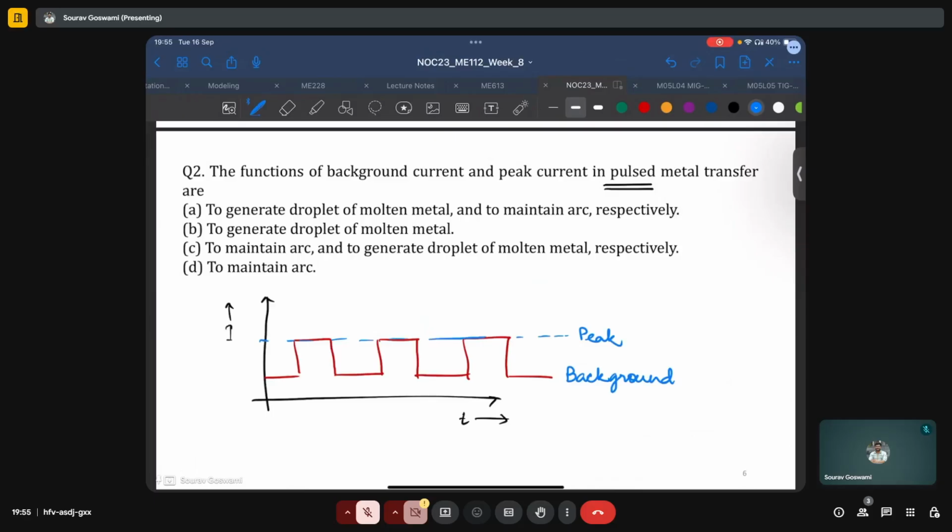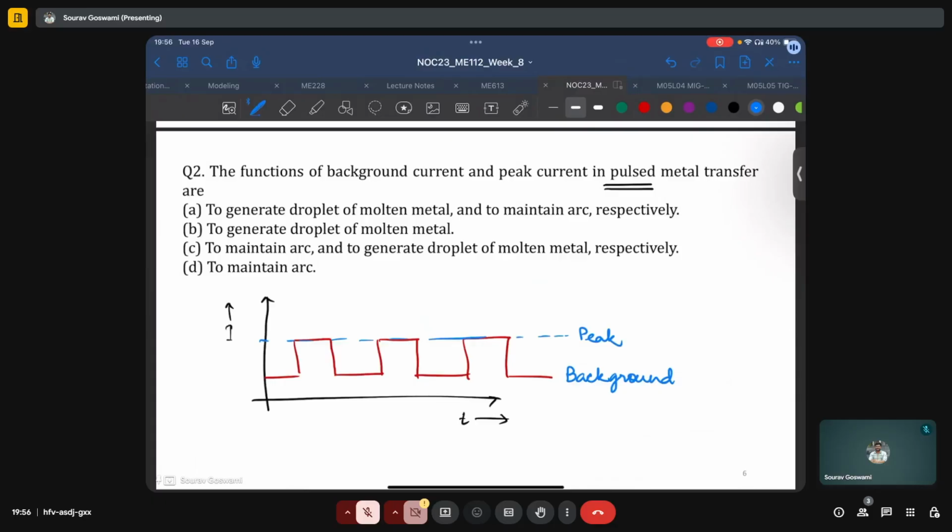And given that the peak current is higher than the background current, one thing we can be assured of is that it will give more power input to the system. And so it can be used for melting of the material. Because if the background current was sufficient to melt the material, there would have been no need to have a peak current. Because here we are not really bothered about the amount of superheat that can be supplied and any beneficial effects it may have. So the peak current, of course, is used to generate the droplet of molten material. But if background current also has the same function, then we can have just this constant peak current.